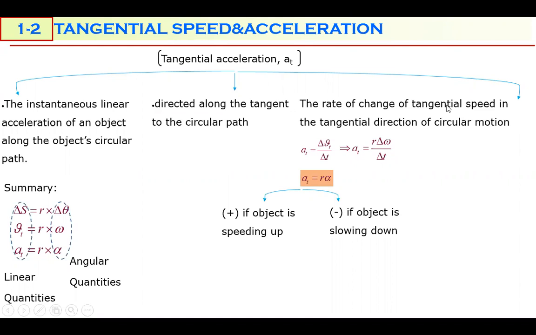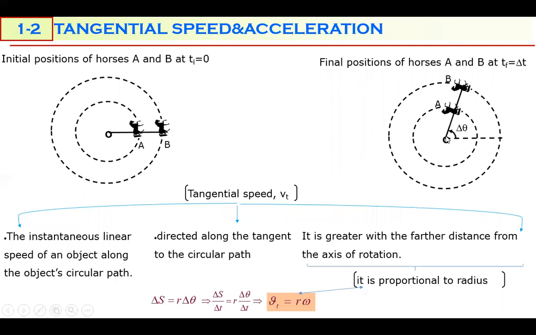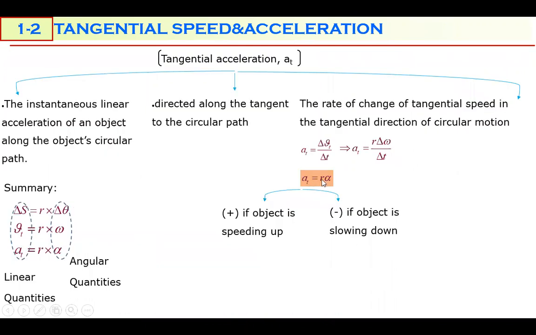What does this mean? I will go back to this shape. If there are two horses like this, and this carousel is speeding up or slowing down, the horse which is outside will experience a greater tangential acceleration than the one inside, because the radius of the inside one is shorter than the radius of the outside one. Then at is equal to r times alpha. at is positive if the object is speeding up. Not only at, both alpha and at are positive. Angular acceleration and tangential acceleration are both positive if the object is speeding up. Both are negative if the object is slowing down.